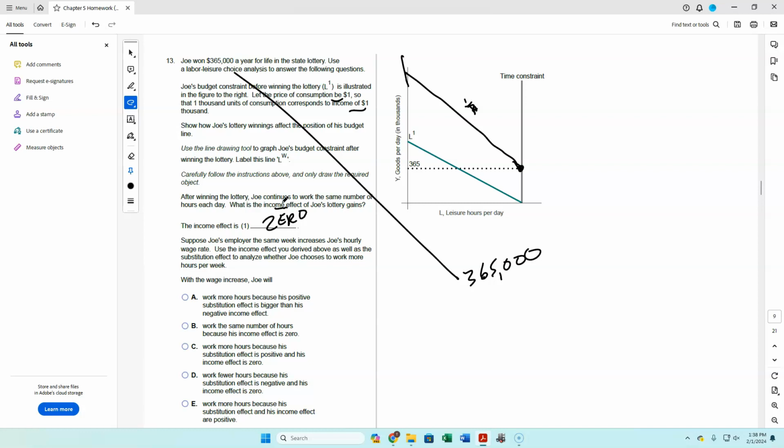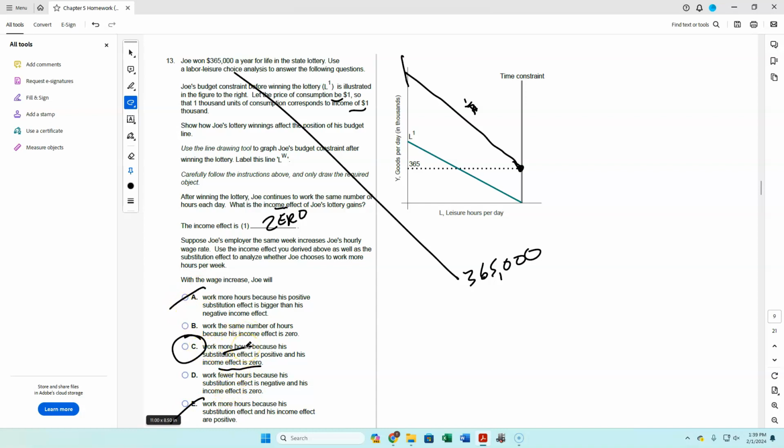Now, what about if Joe got paid more money? Now, if he got paid more money and our income effect is still zero, then he's actually probably going to work more hours because he has no income effect, right? So he could have already crossed out this and this. And so I'm kind of left with these three.